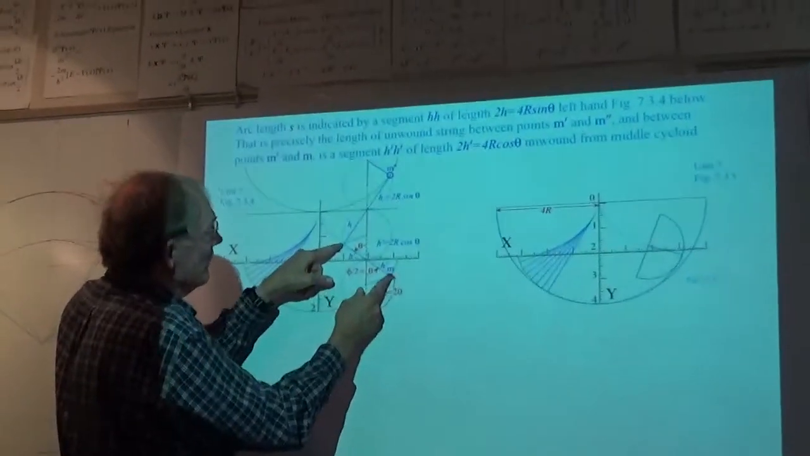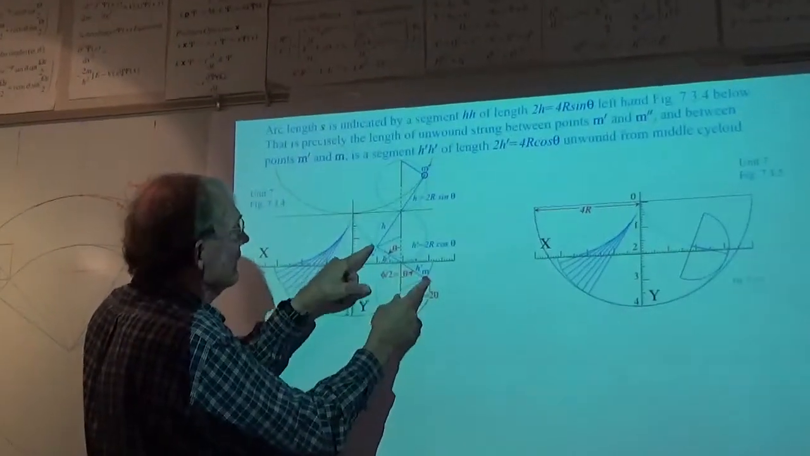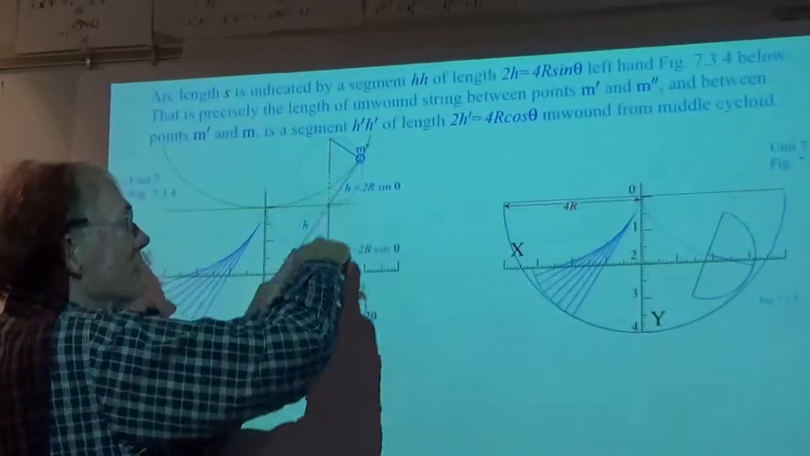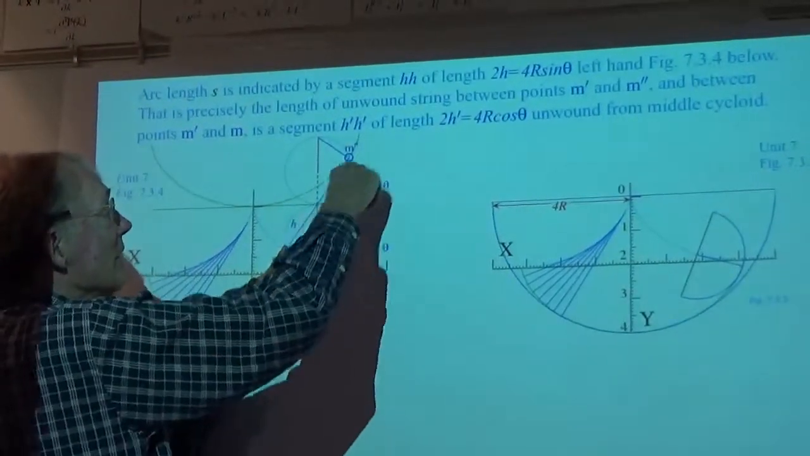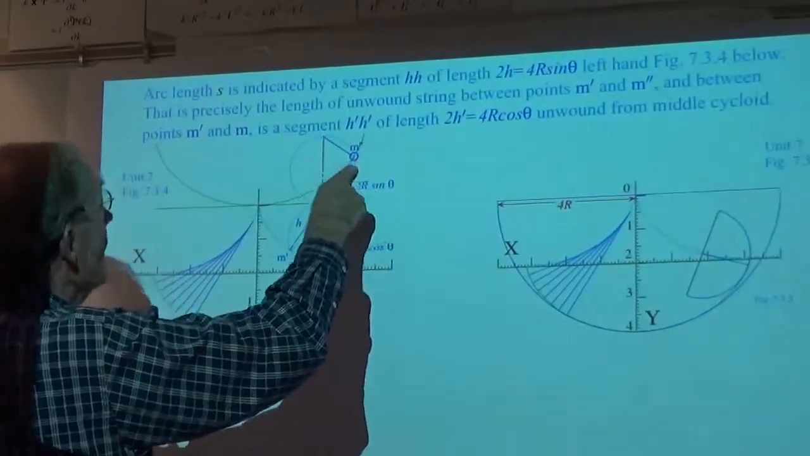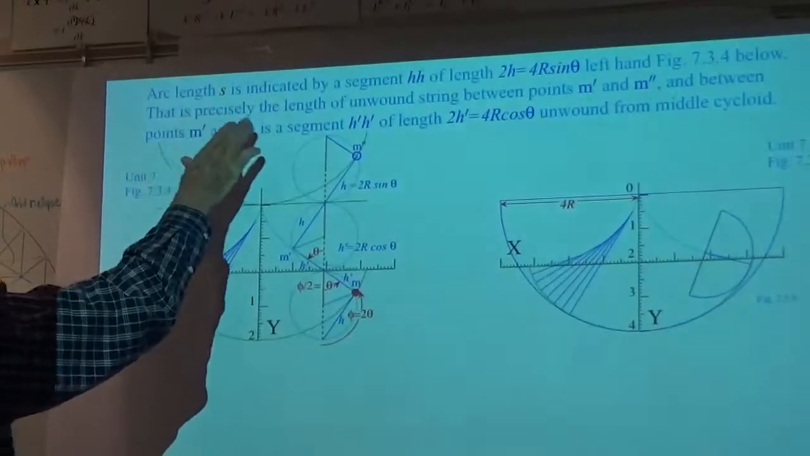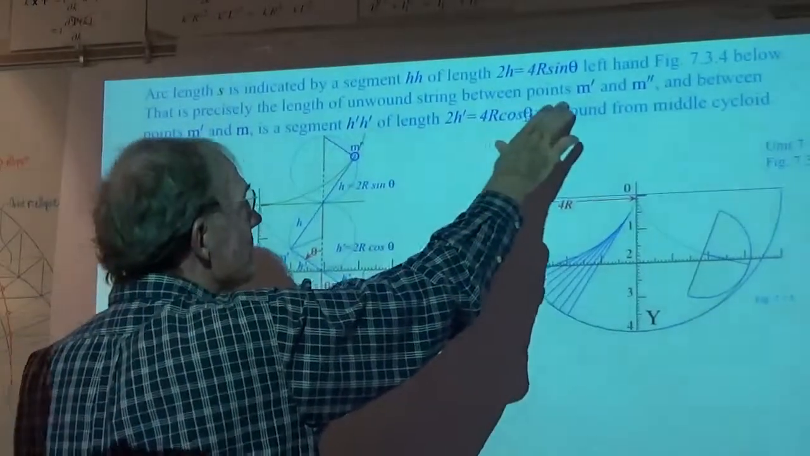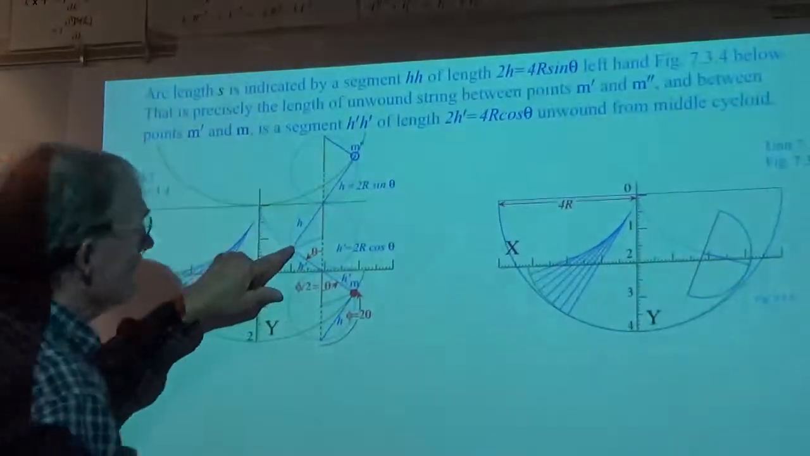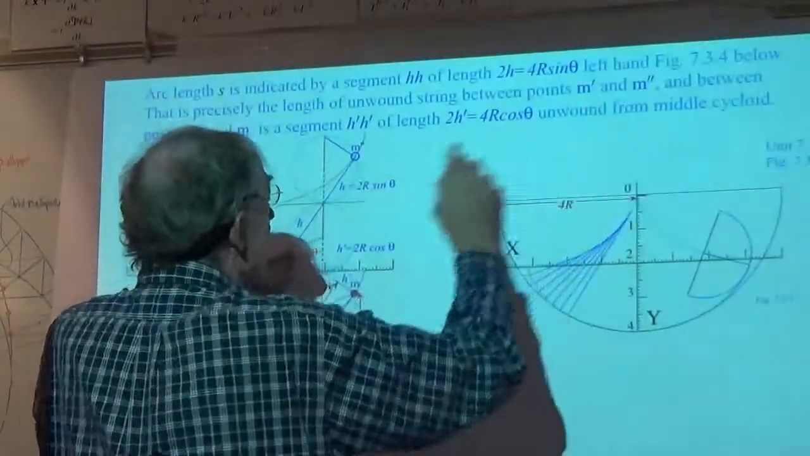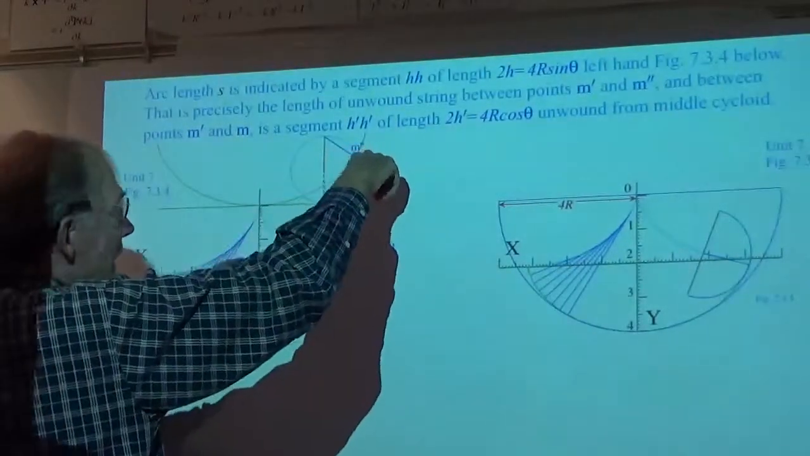But here's H prime right here, and here's HH. The segment HH is right here. Okay, see. This is precisely the length of the unwound string between the points M prime and M double prime. Okay? And you can see what we're doing.